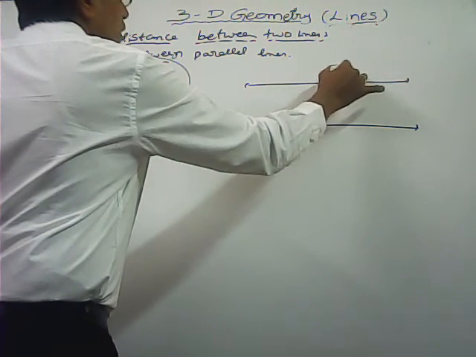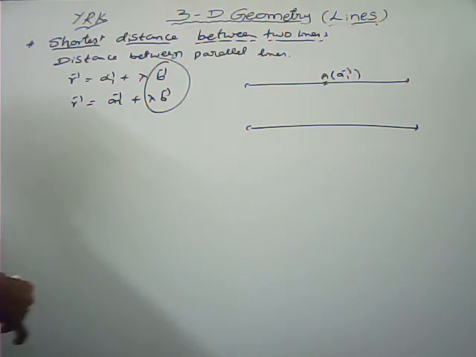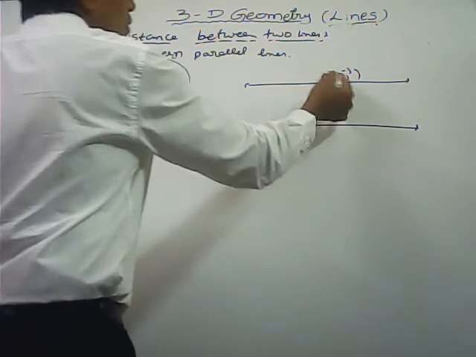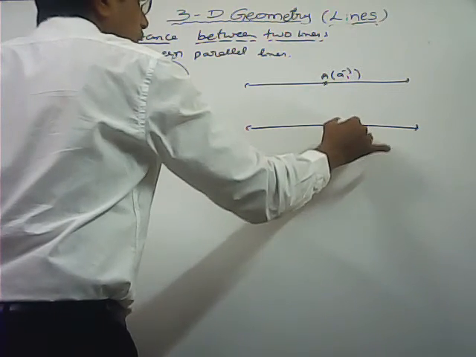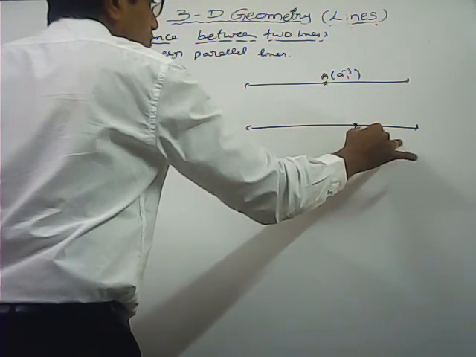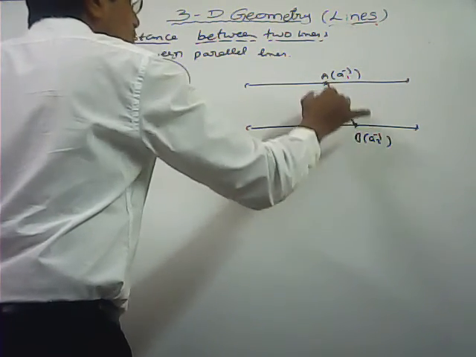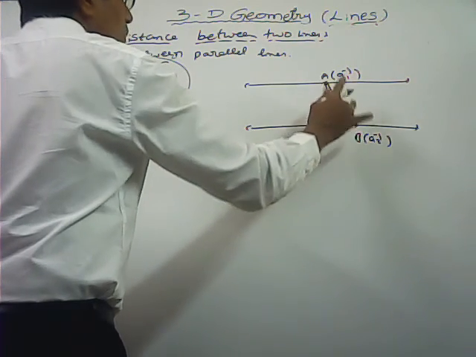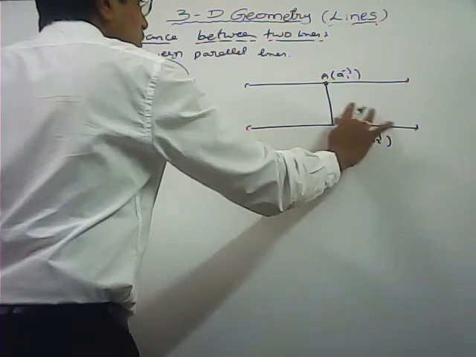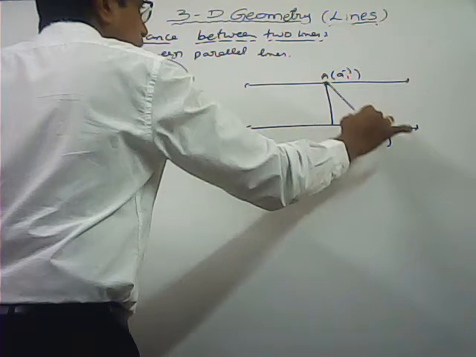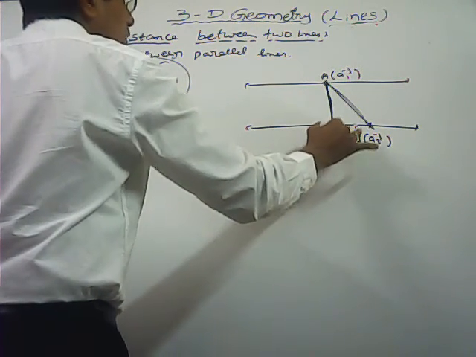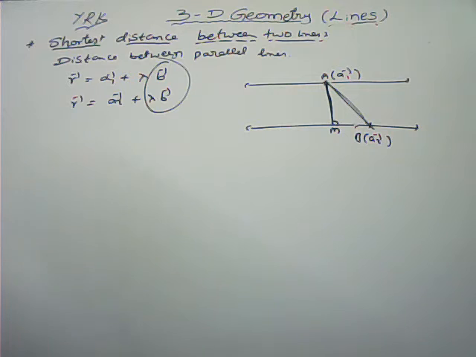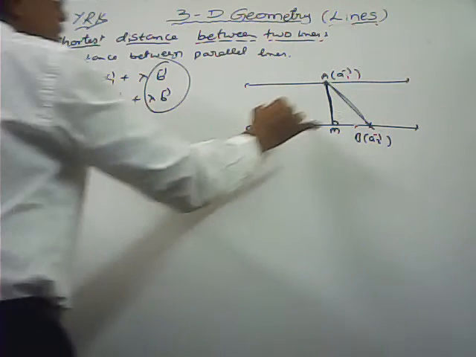Here A1 bar I am taking, that passes through the point A whose position vector with respect to origin is OA bar equals A1 bar, and this one I am taking B with A2 bar. Join these two. We want the perpendicular distance from that point. Join these two, this is the shortest distance between both the parallel lines. AM is the shortest distance only. Let it be D.